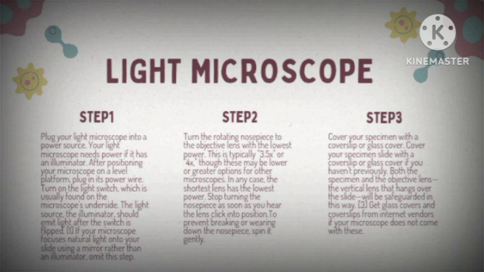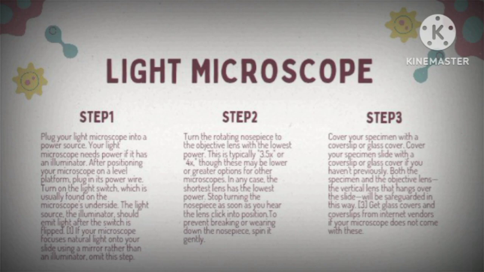Step 2. Turn the rotating nose piece to the objective lens with the lowest power. This is typically 3.5x or 4x, though this may be lower or higher for other microscopes. In any case, the shortest lens has the lowest power. Stop turning the nose piece as soon as you hear the lens click into position. To prevent breaking or wearing down the nose piece, spin it gently.